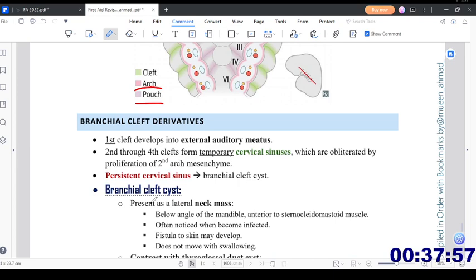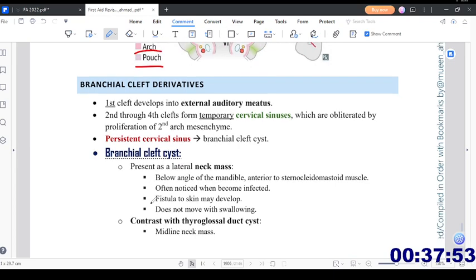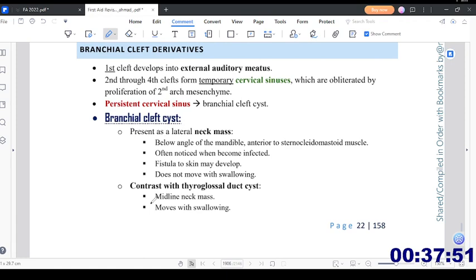The first cleft develops into the external auditory meatus. Okay, so the very first cleft is going to develop into the external auditory meatus. Then the second through fourth clefts form the temporary cervical sinuses, which are obliterated by the proliferation of second arch mesenchyme. A persistent cervical sinus will lead to a branchial cleft cyst.